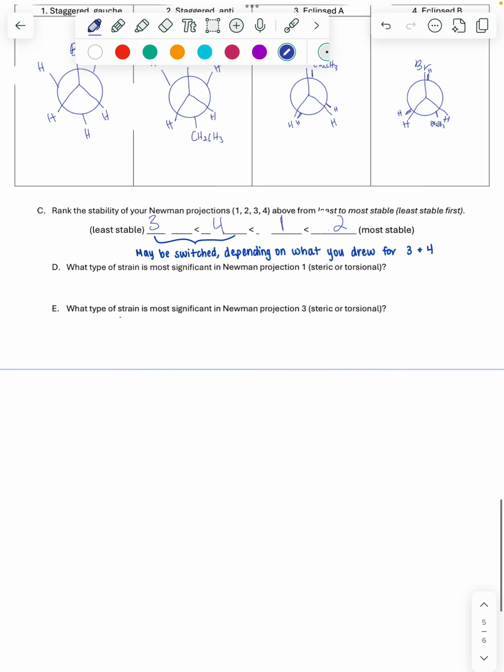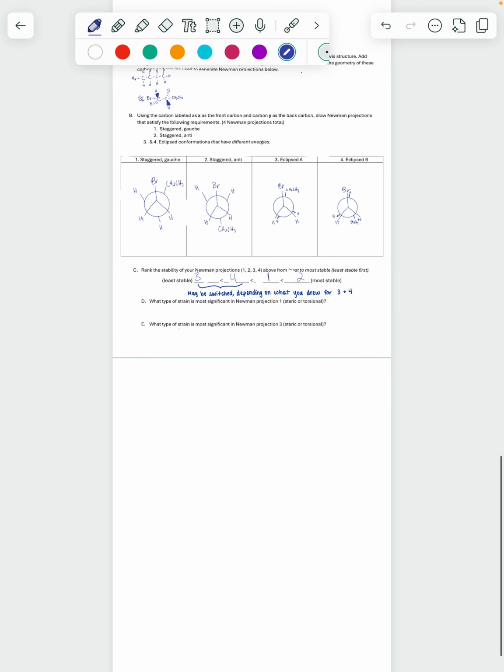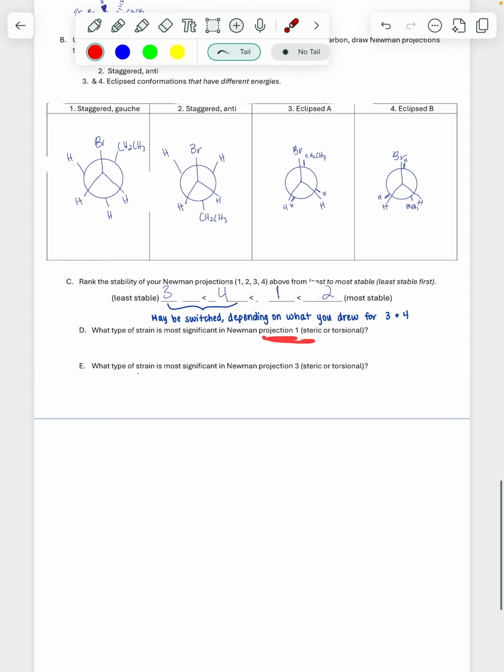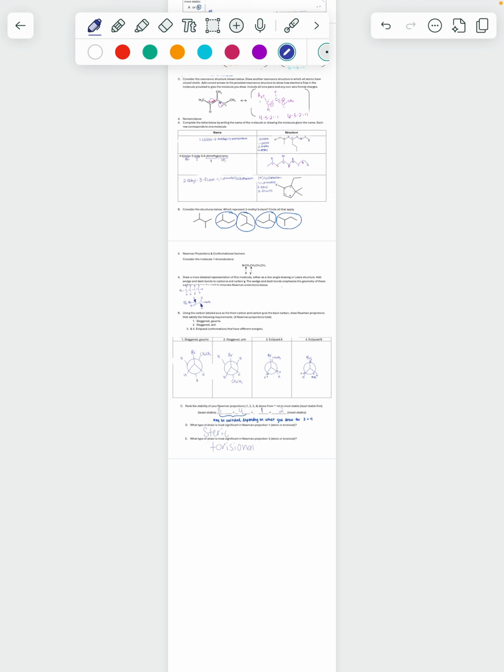All right, now we're talking about steric versus torsional strain. How me and Ajat talked about it today, and how we kind of remembered it, was steric is closest with staggered, S and S, steric and staggered. So in figure 1, or projection 1, it's staggered, so that's steric strain. Figure 3 is eclipsed, therefore that's torsional strain. And that's the first exam for you.